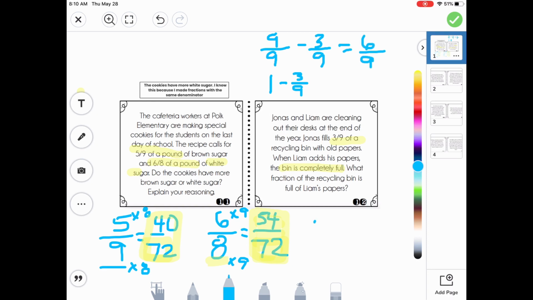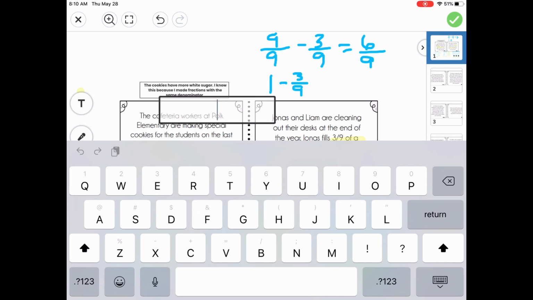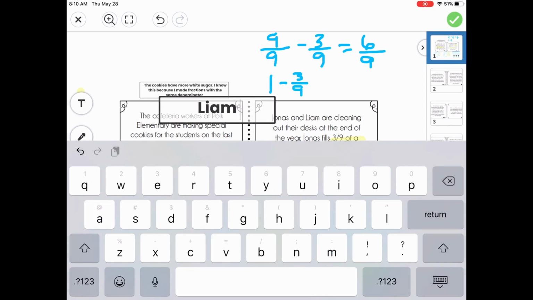If you drew a picture, you could sort of draw your recycle bin and break it into 9ths. And then we can shade in the 3/9 that Jonas filled up. And we can see that there was 1, 2, 3, 4, 5, 6/9 left for Liam to add his papers. So Liam filled 6/9 of the bin.